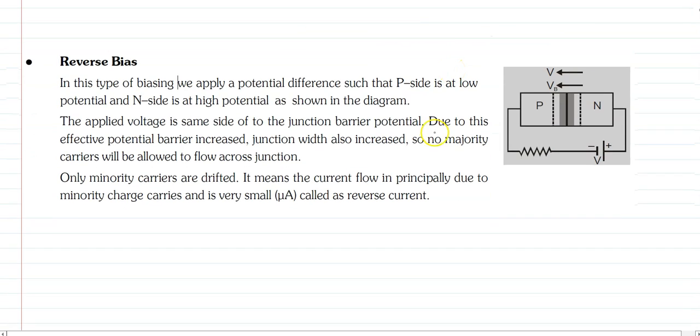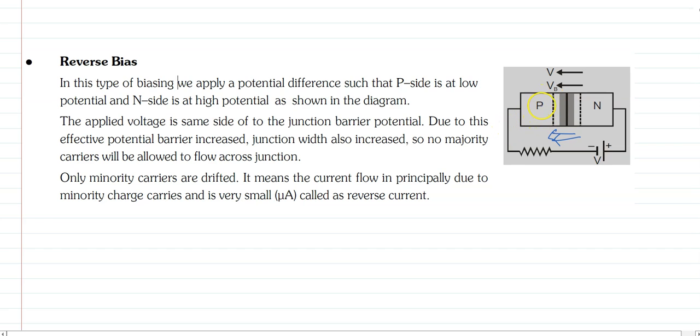In case of reverse bias, we connect the negative terminal of the battery with the p side and the positive terminal of the battery with the n side. Okay. Then here you can see that the inside electric field and applied electric field are in the same direction, which are opposing the flow of hole and electron. That's why the width of the depletion region now increases. Okay, and we cannot get current.